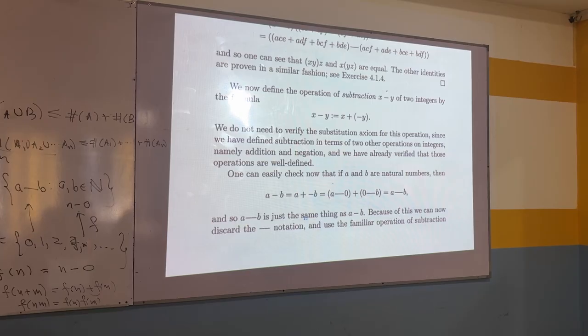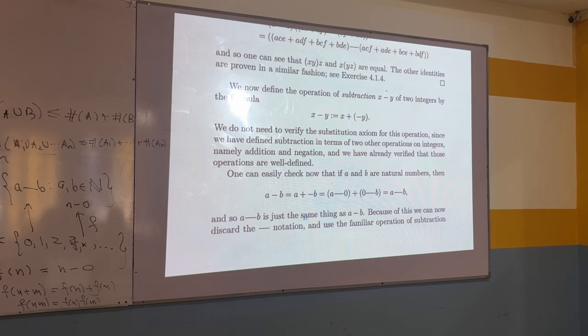Anyway, somehow he is proving, if we accept everything written, that A minus B with the long notation and A minus B are the same, that's what he is saying. Because of this we can now discard the long notation and use the familiar operation of subtraction. Think about it, because we have to be crystal clear.